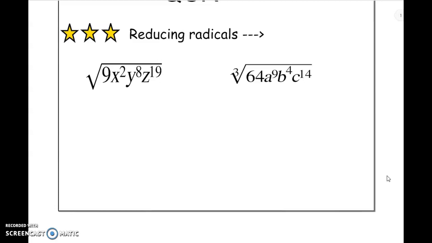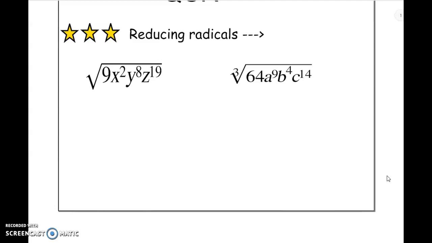Reducing radicals. All right, a couple things you've got to keep in mind. First thing, figure out what kind of radical it is. Is it a square root? Is it a cube root? So what kind of root are we looking at? Okay, and then when you actually figure that out, you go ahead and break down by number and then by variable. So first things first, what tells us what kind of radical it is: the index.